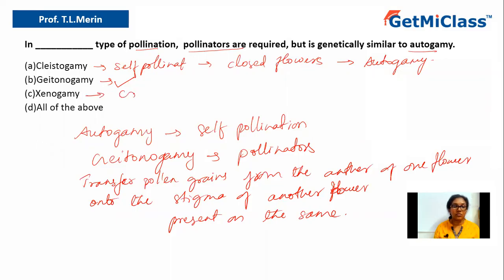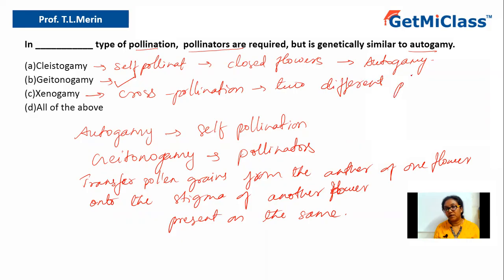What is xenogamy? Xenogamy is cross-pollination, which occurs between two different plants of the same species. Why? Because only if it is the same species will the seeds or the embryos be viable. So xenogamy is nothing but cross-pollination between two different plants. Because it is two different plants, they are not genetically similar, they are not identical. Hence option C is ruled out.